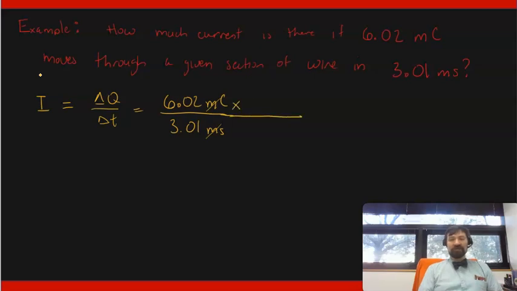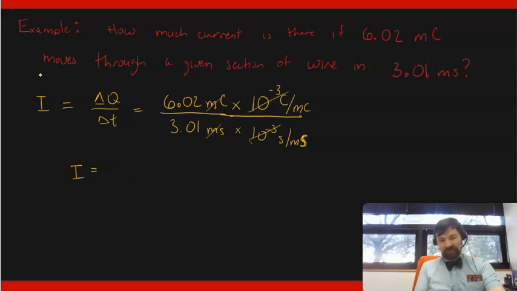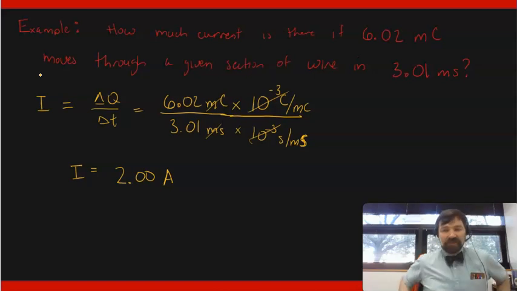but if you wanted to, for the sake of consistency, convert units, you'd have 10 to the minus 3 coulombs per millicoulomb, and you'd have 10 to the minus 3 seconds per millisecond. And so, of course, your 10 to the minus 3s are also canceling. What you end up with when you plug all this into your calculator is 2.00 coulombs per second, or 2.00 amps.